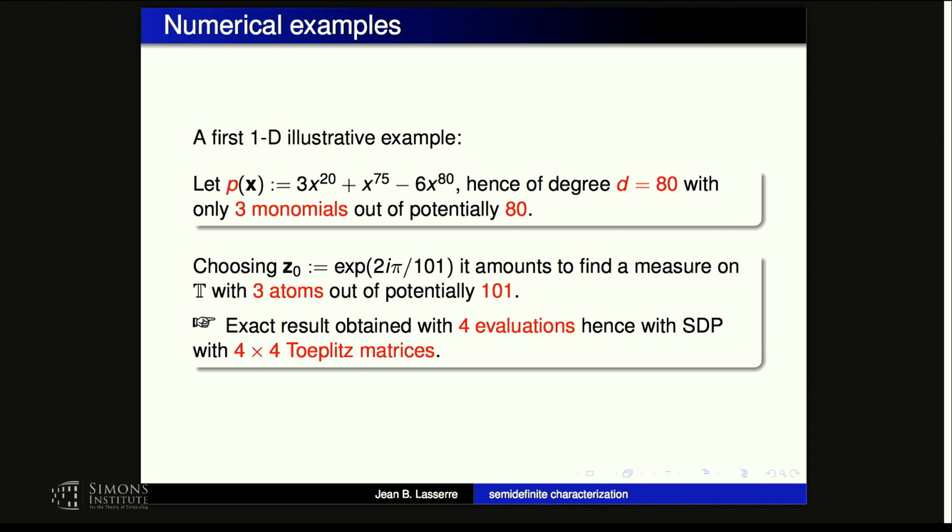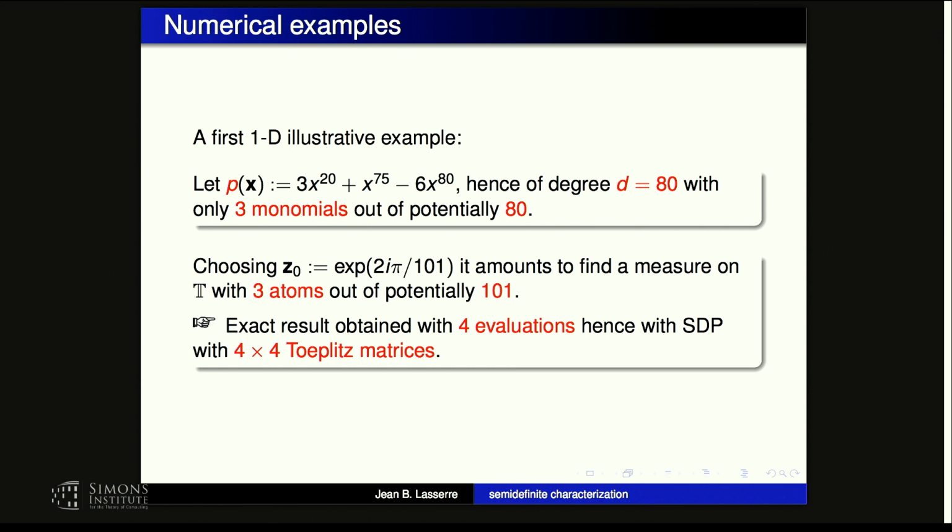So just an example to show you how it works, first of all in the univariate case to start with. Suppose you have a polynomial of one variable of degree 80 with only 3 monomials, at degrees 80, 75, and 20. So you fix, for example, this Z0 to be this one, like I said in the beginning, and you can also solve an LP.